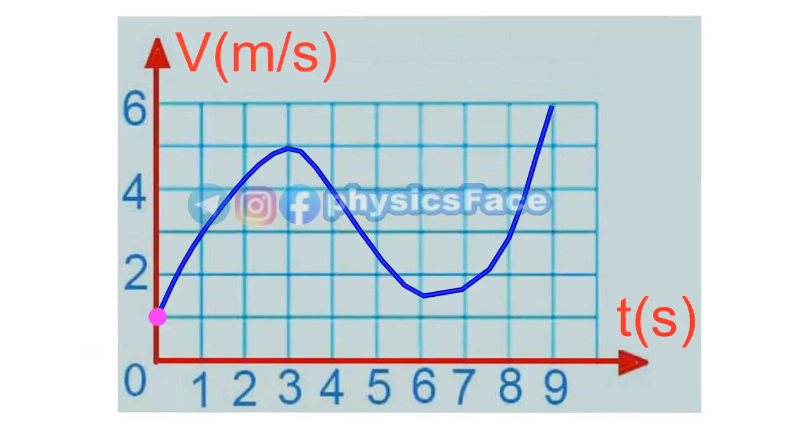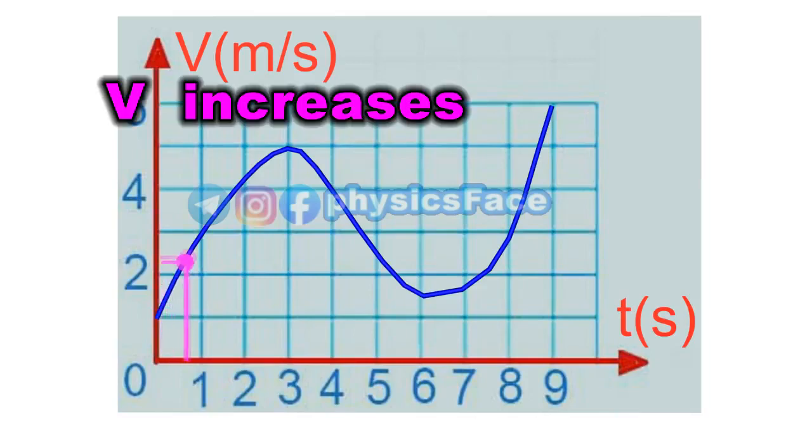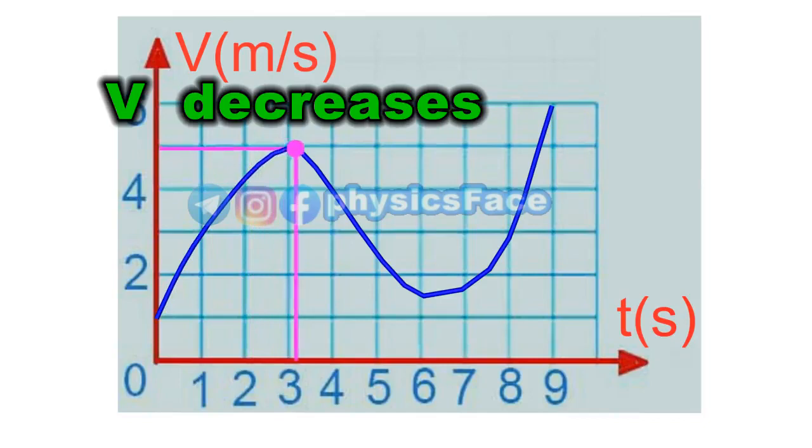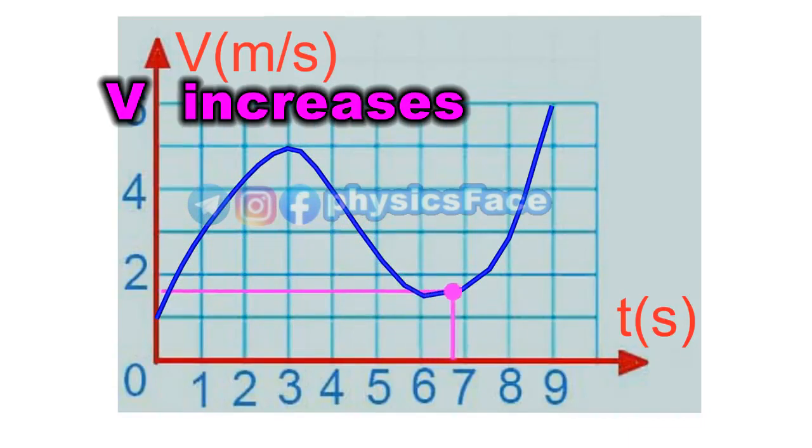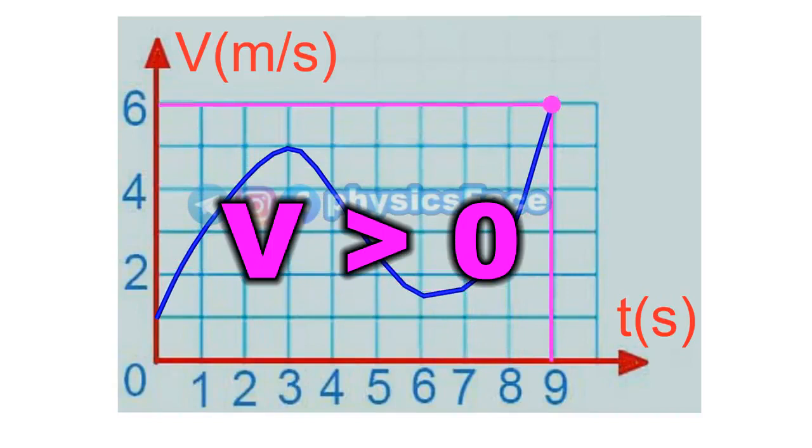Now let's look at the whole graph. At first, the object was moving at a velocity of 1 meter per second. Its velocity increases, and at moment 3, it reaches a velocity of 5 meters per second. It then slows down, until it reaches 1.5 meters per second at 6.5. It increases its velocity again. At moment 9, its velocity reaches 6 meters per second. Note that at no point is the velocity of the object negative, only increasing and decreasing. Here is a fundamental difference from the position time graph in part 11.